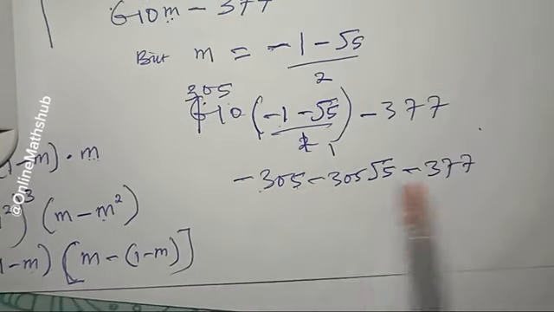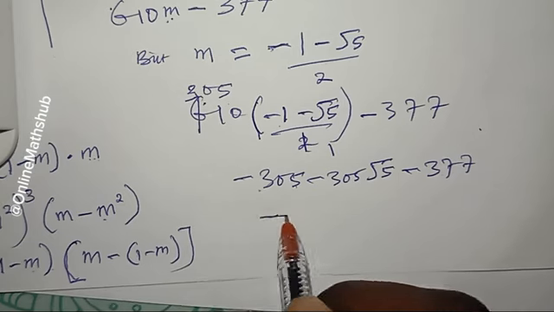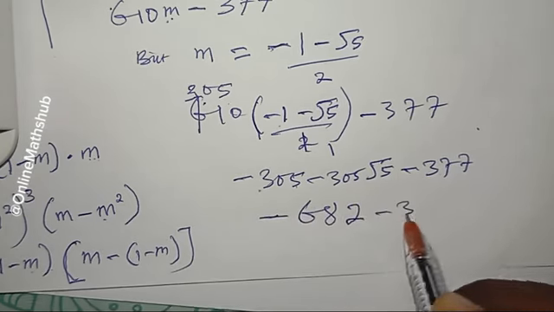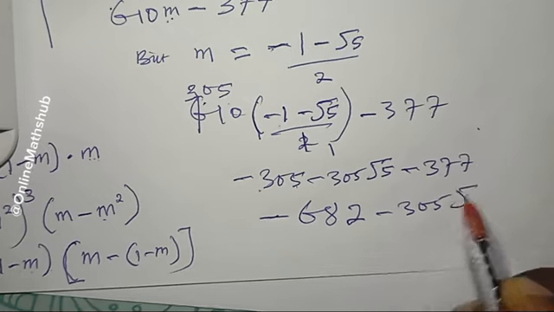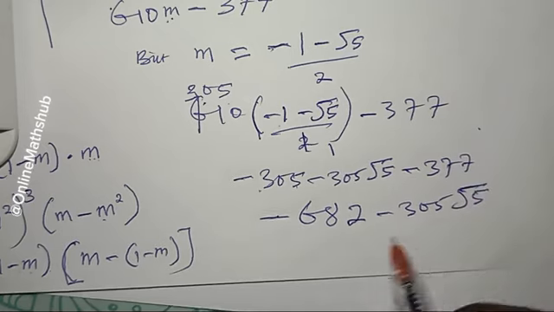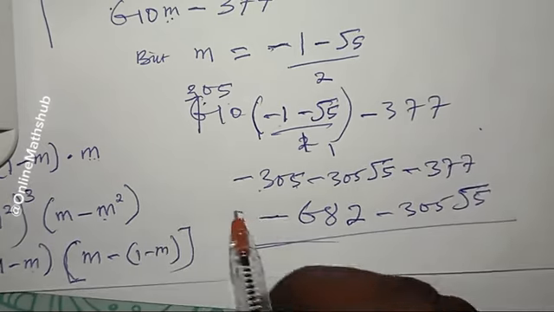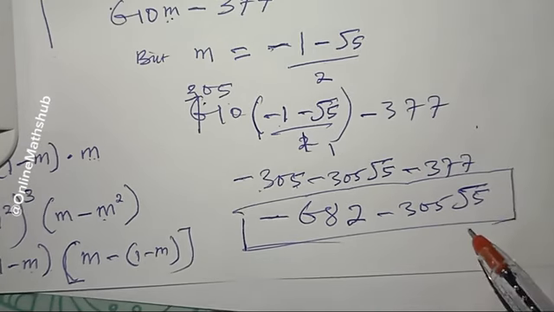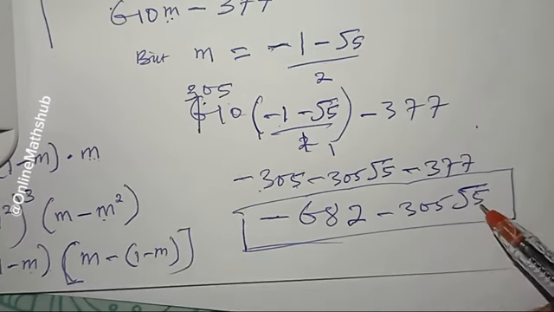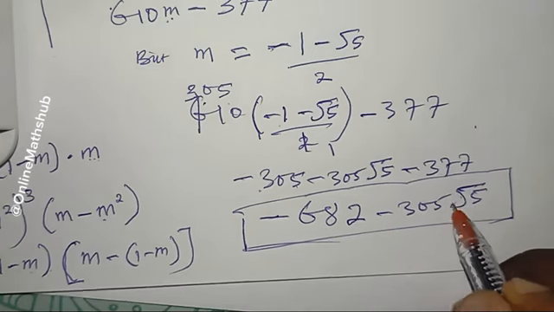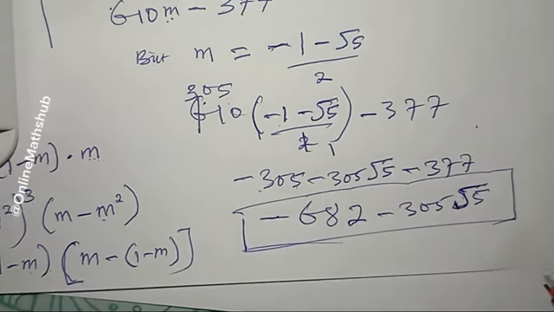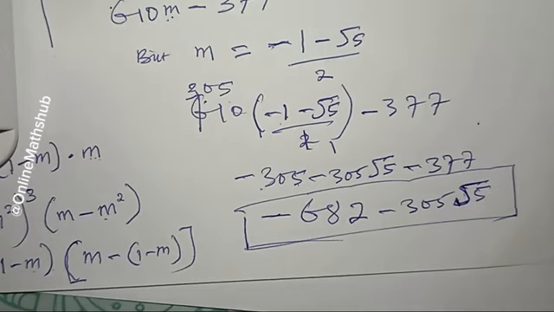Minus 305 minus 377, I'm going to be having a negative 682, and then minus 305 root 5. So this is actually going to be the value of the expression we are solving, unless you may actually want to go ahead to compute root 5 and then sum. That is when you can also have a more approximate answer. But this is why I'm going to be wrapping it up in this video.